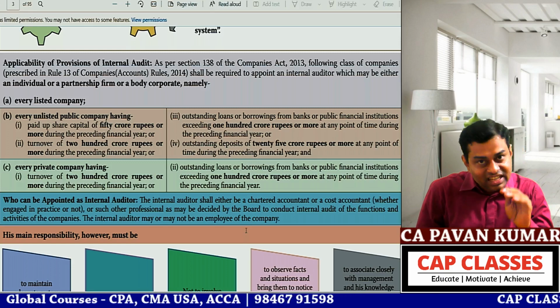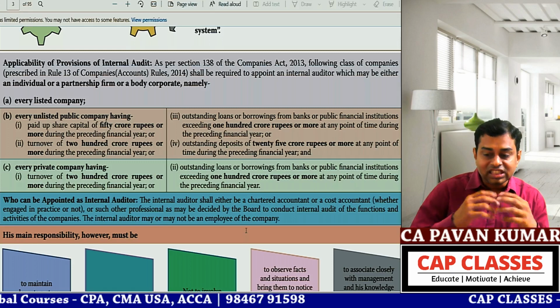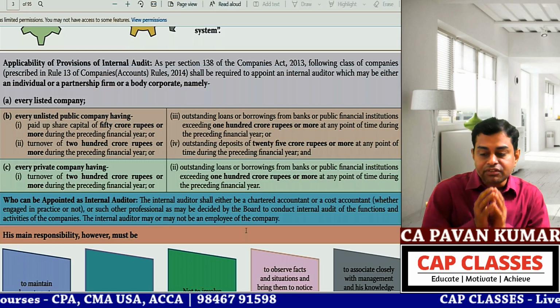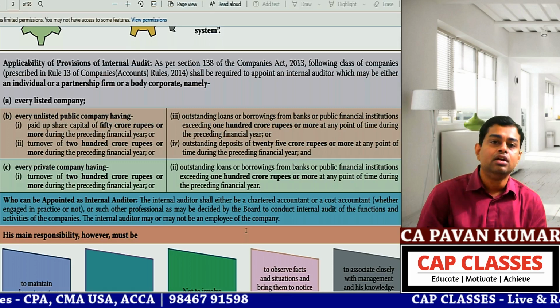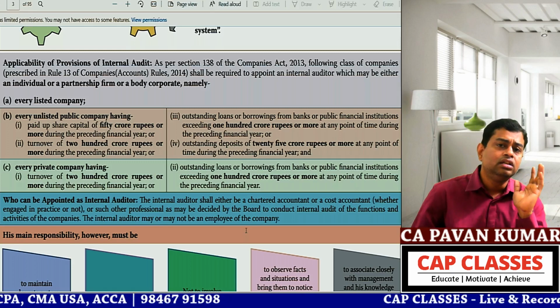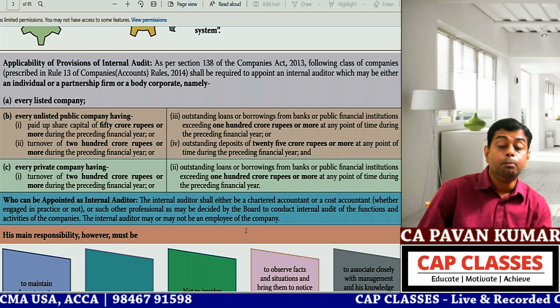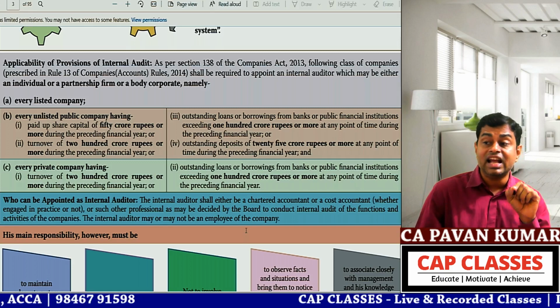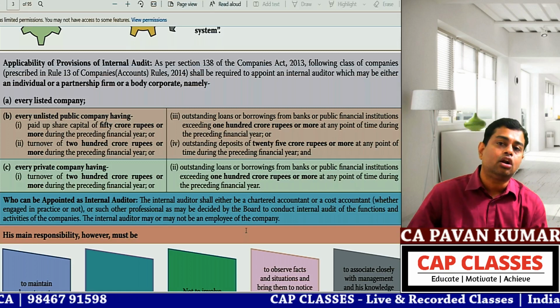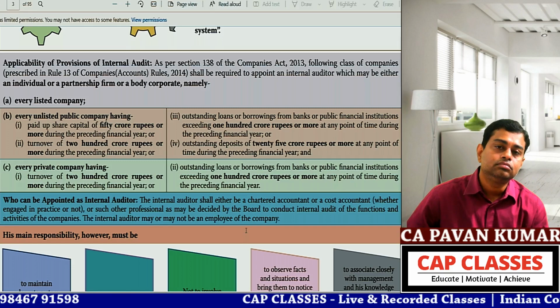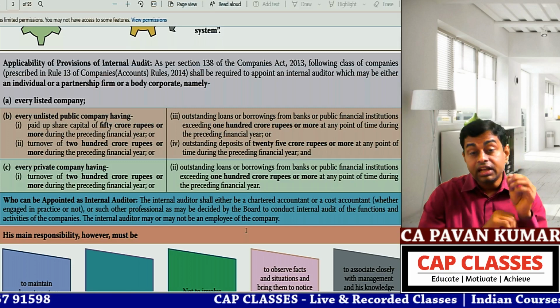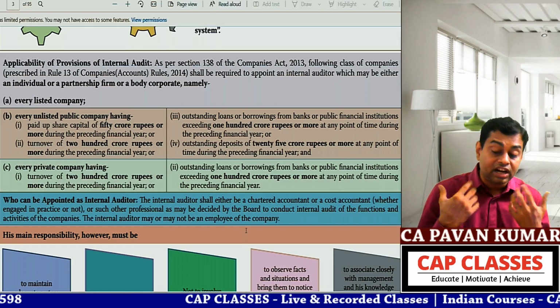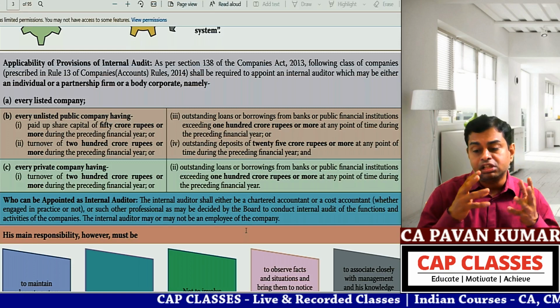Say for example, Pavan is not a CA. Hello, Pavan is a CA, Pavan is also a CMA. But I am just giving an example. There is one guy who is not CA, who is not CMA, who has done, say for example, some other course. Board of directors felt this guy has enough ability to perform internal audit. They will appoint.